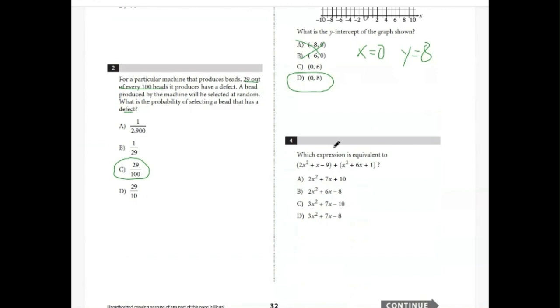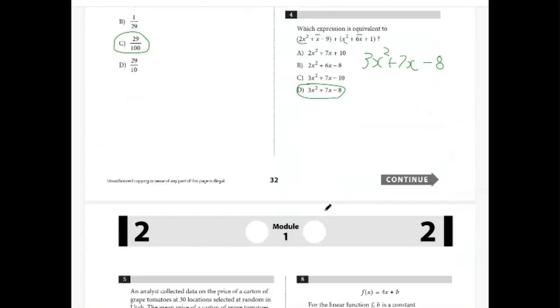Which expression is equivalent to this? All you got to do is add the x squares together, add the x's together, and add the minus 1 to 1 together. So you'll get 3x squared plus 7x minus 8. So D as in David is the correct answer.